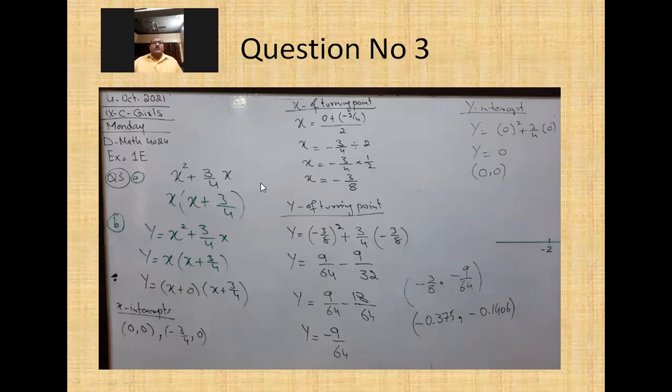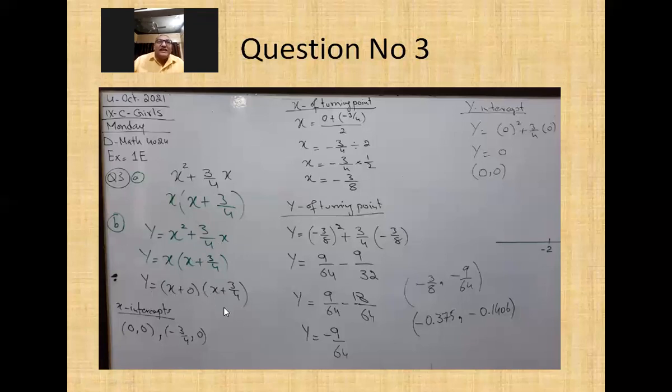The second part asks you to draw the graph of this equation. We know that y is equal to x squared plus 3 by 4x, and we have taken x common, so you will have x bracket x plus 3 by 4 bracket close. Here I will do a trick. This bracket is good for showing the x-intercept, but here we have only x. So I will put this in a bracket and write x plus 0. So you can see x plus 0 in one bracket and x plus 3 by 4 in the other bracket.